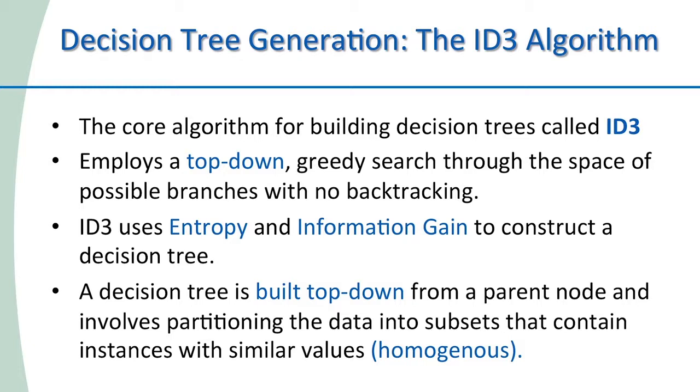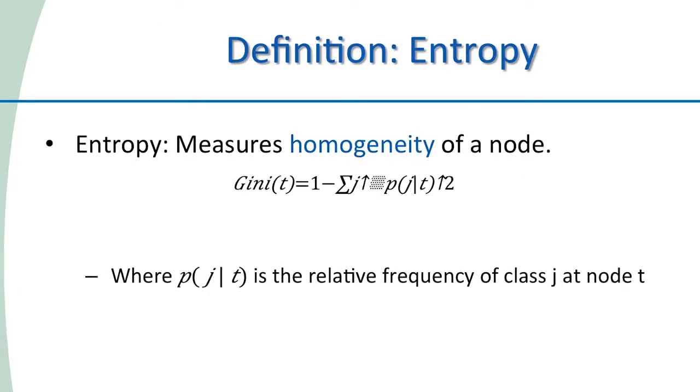So, we have talked about entropy, which is the main purpose of the ID3 algorithm. So, what is entropy? Entropy measures the homogeneity of a node. It's given by that formula. Gini equals 1 minus the summation of the probability of j given t squared, where the probability of j given t is the relative frequency of class j at node t.